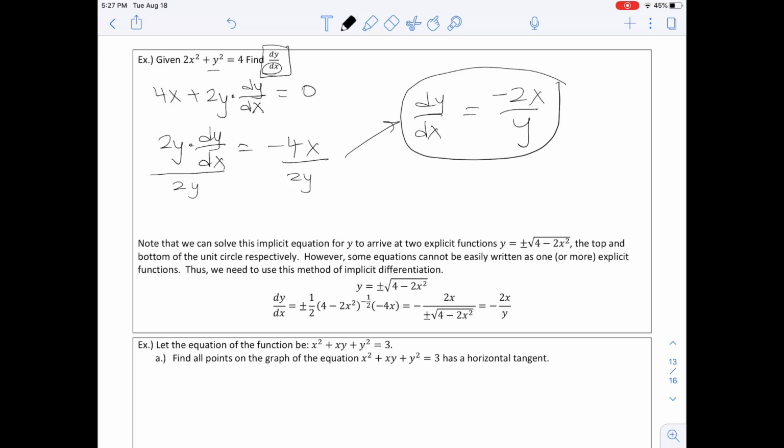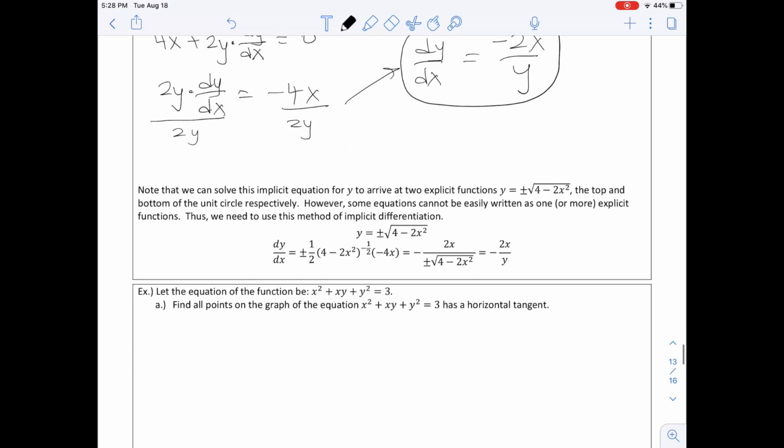And I want you guys to note at the bottom that we can solve this implicit equation for y to arrive at two explicit functions if you were to isolate y from the beginning: the top and the bottom of the circle, respectively. However, some equations cannot be easily written as one or more explicit functions. Thus we need to use the methods of implicit differentiation. So if you were to take the derivative of this explicitly, you would arrive at the same answer, and it's typed out there for you.